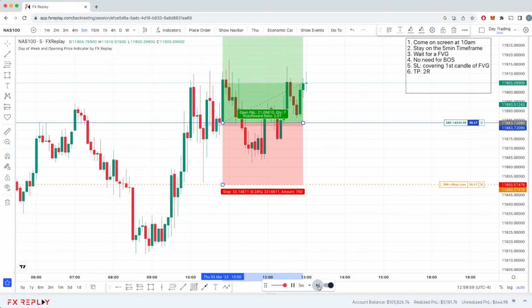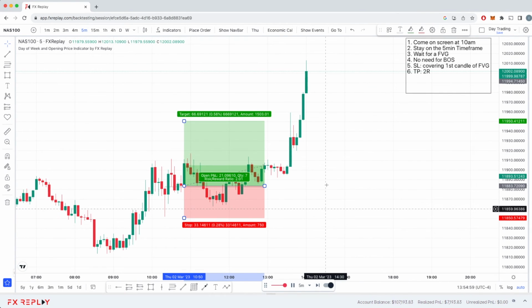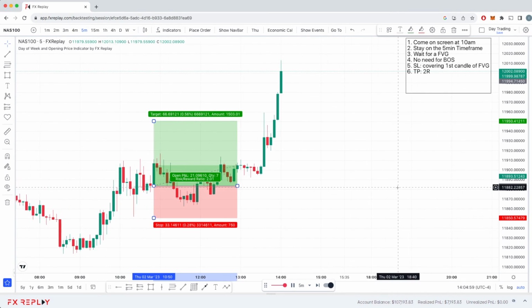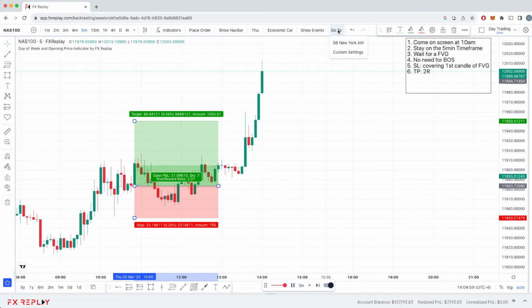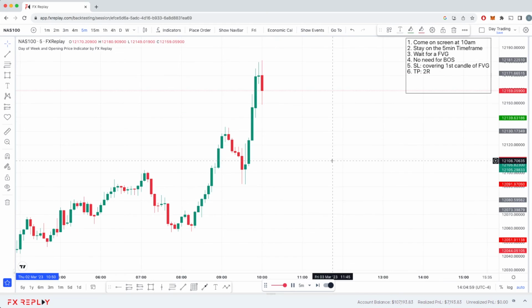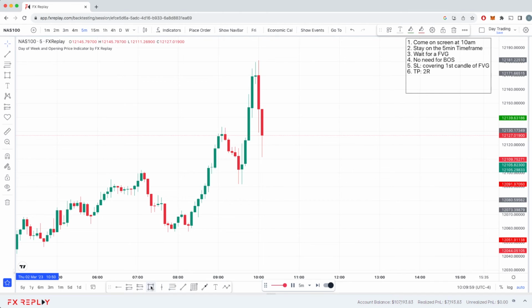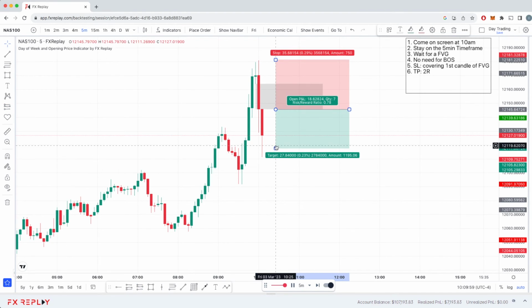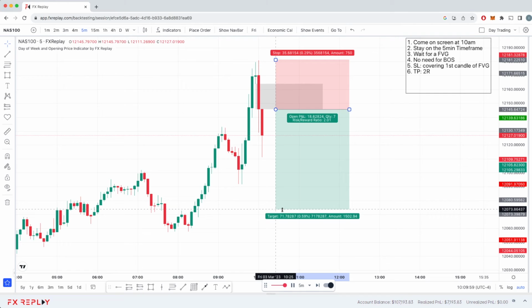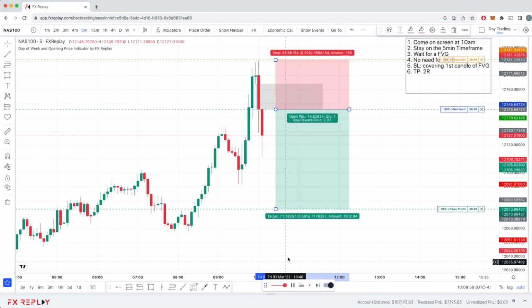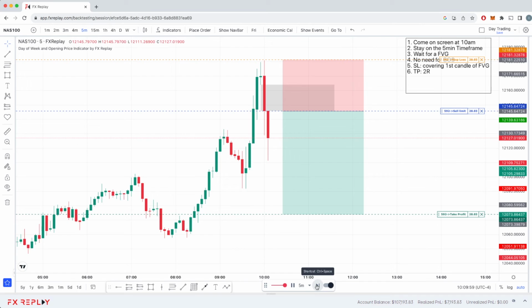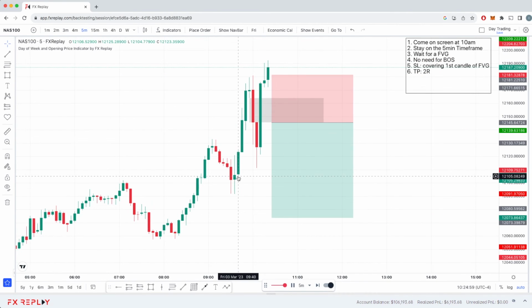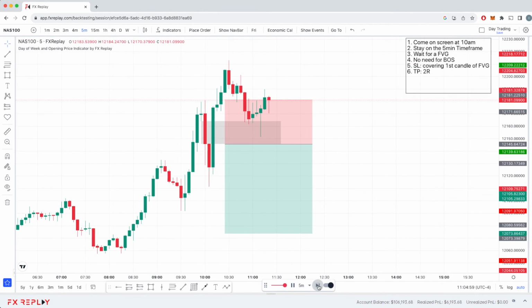Nice first reaction. And then I take profit, so very nice. We're at +7. And then the last day, let's see. All right, clean fair value gap. And then straight stop loss. Alright, not bad at all.